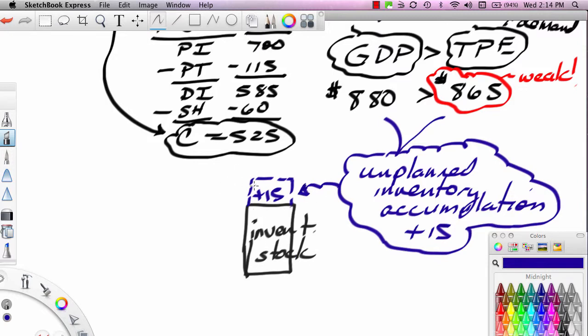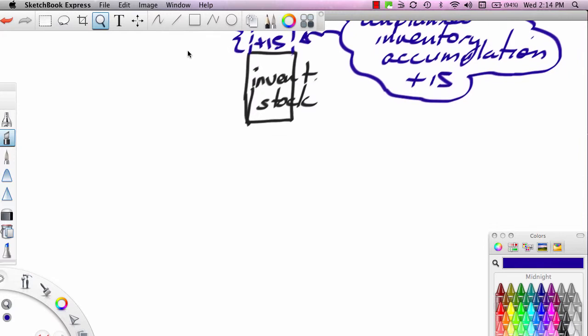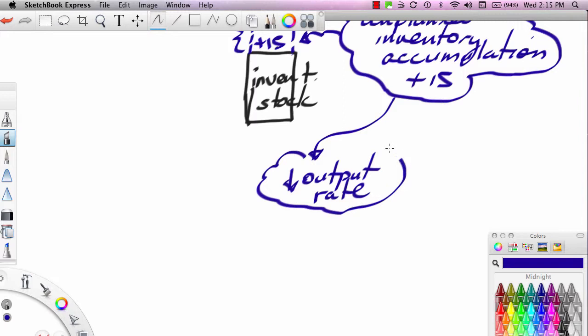So this was an unplanned accumulation of inventory, and this is going to cause business people to change their behavior. You say, how so? Well, think about it. If you're a business person and your inventory levels are higher than expected, that tells you your customers have not purchased as much as you thought they were going to purchase. Demand has been weak. Well, how are you going to respond when demand is weak? What are you going to do? You're going to decrease your output rate. So we would expect this is going to lead to a decrease in the output rate.